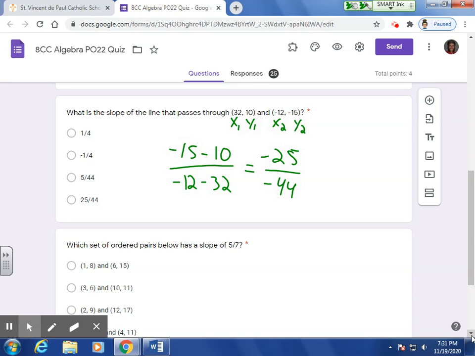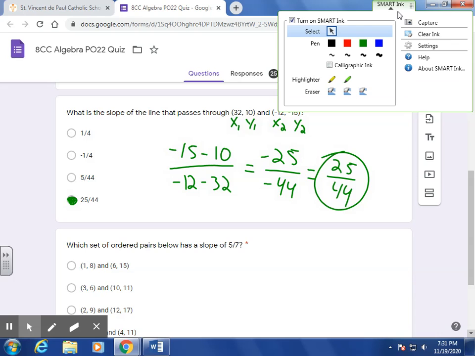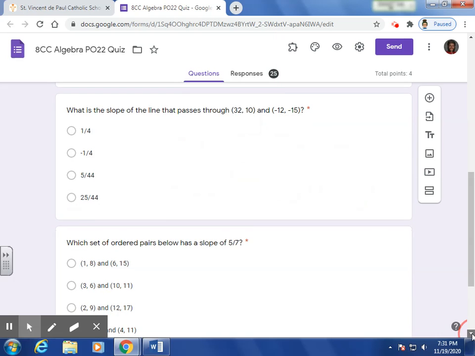The only simplifying that can be done here is that we are dividing a negative by a negative, which then kicks out a positive value, 25/44, which is the fourth option there. Okay. If there's anyone that gave people the heebie-jeebies, it was the last one here.